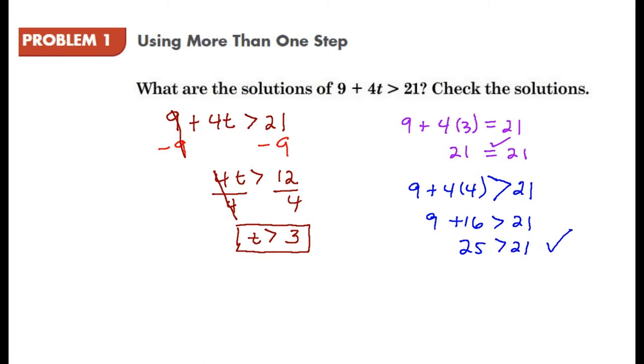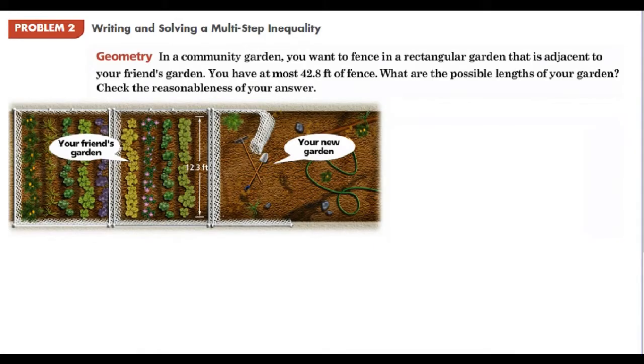Let's move on to the next problem. Alright, for the second problem, we're going to be looking at a word problem here. And we have a garden, so we're going to be using a little bit of geometry. In a community garden, you want to fence in a rectangular garden that is adjacent to your friend's garden. You have at most 42.8 feet of fence.